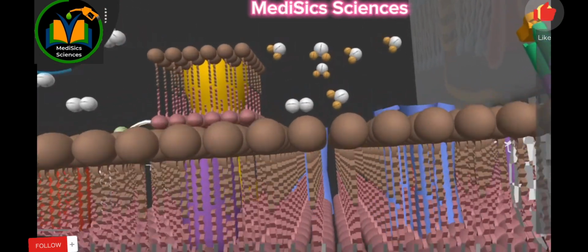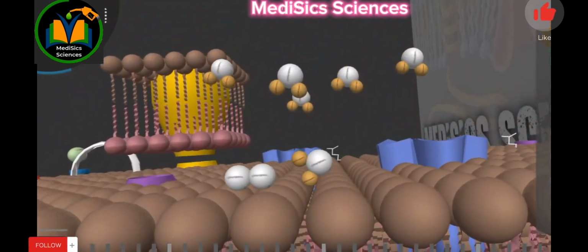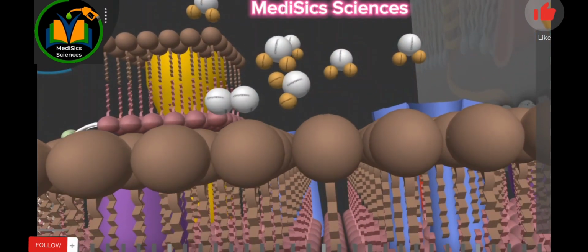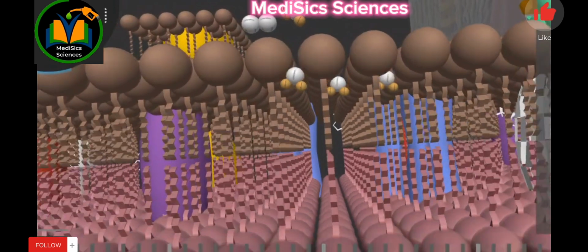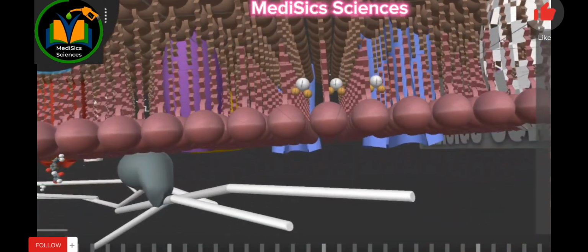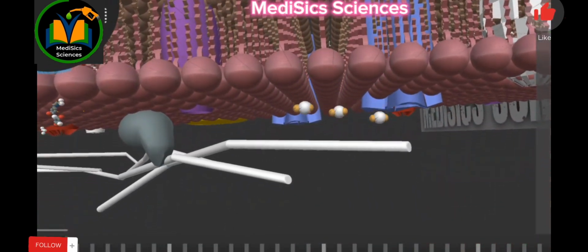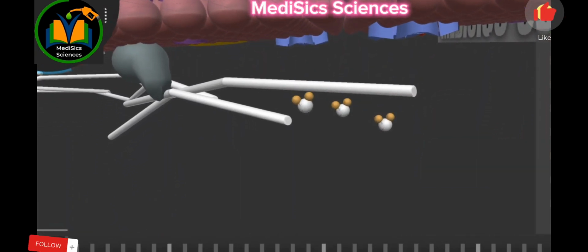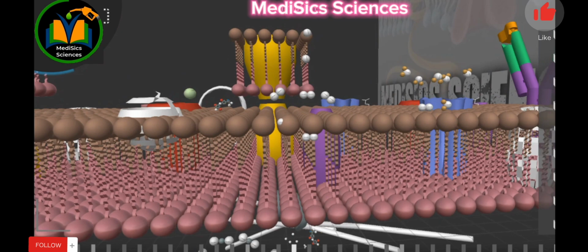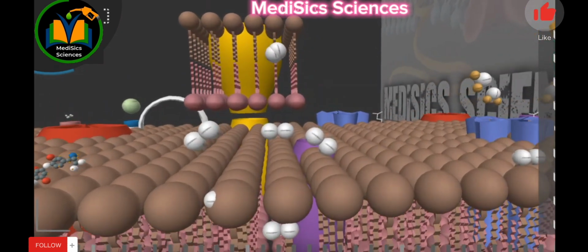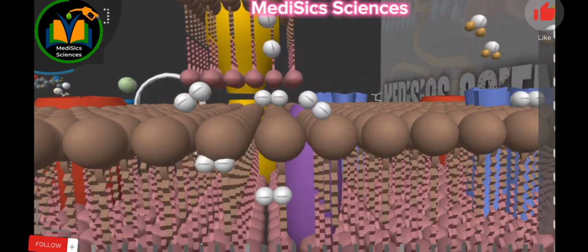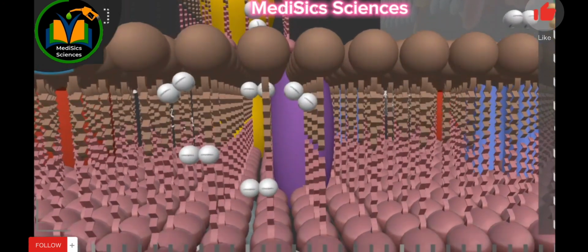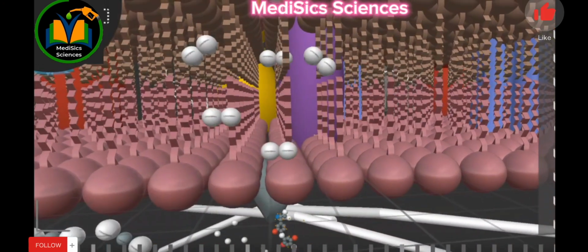Very small molecules or highly lipid soluble substances can easily move across the cell membrane through simple diffusion. It's the selective process in which the cell membrane allows selective molecules to pass through it. Gases like carbon dioxide and oxygen can move across the cell membrane through simple diffusion.